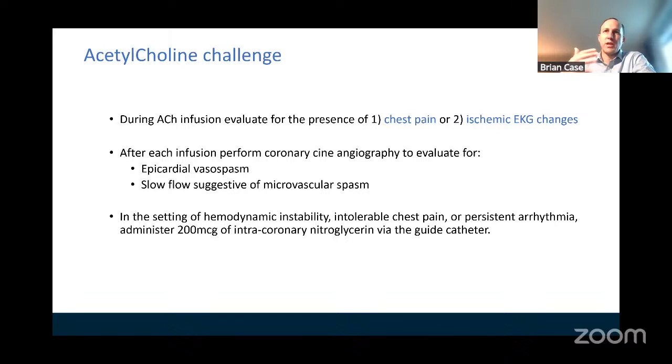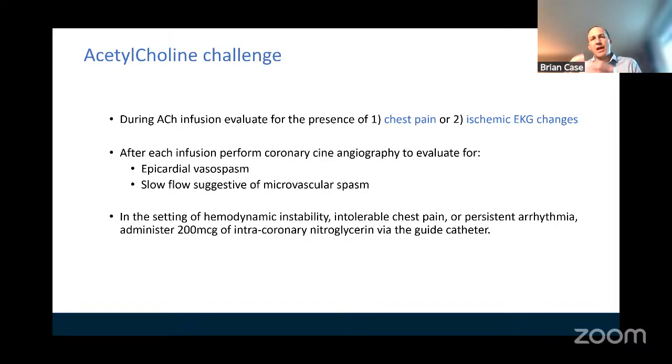Once you evaluate for chest pain and ischemic changes, then you're going to do an angiography at each level, 2, 20, and 100. And you're going to be looking for epicardial vasospasm. That is, the epicardial vessels are spasming. And if you want to be textbook, that's going to be a 90% decrease in the caliber of the vessel. And then there's a gray area of about 70% stenosis of the vessel. And then you also want to look for potential slow flow down the vessel as well, which could be evidence of microvascular spasm.